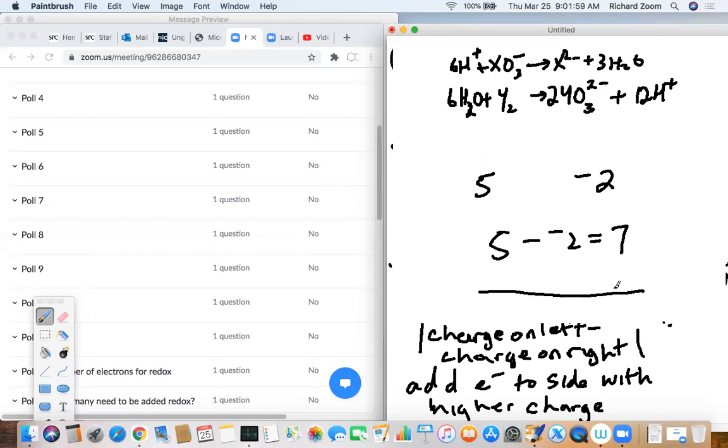Okay, so if you're worried about that, let's look at a number line and we'll do our difference here. 5, 4, 3, 2, 1, 0, -1, -2. Then 1, 2, 3, 4, 5, 6, 7. So 7 is the difference there. 7 electrons, which side do they go on? They go on the side that has the higher charge. Does anybody have any questions?